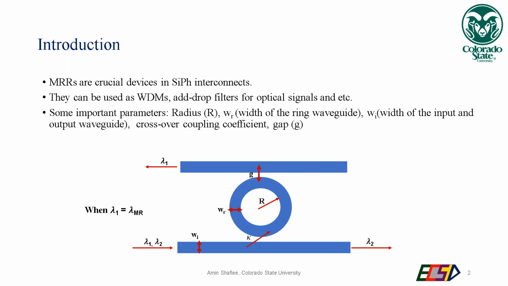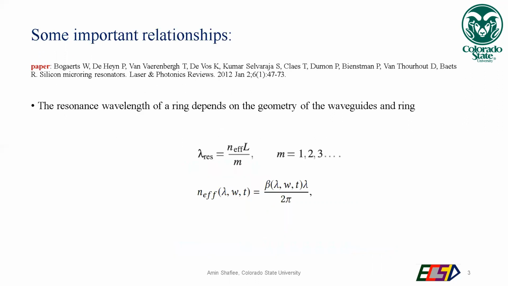Some of the important parameters in MRRs are its radius, the width of the waveguides used in rings as well as the input-output waveguides, the gap between the rings and the waveguides, and the coupling coefficient. For our project, we have used some important relationships from the previously related work. The MRRs being sensitive, a slight difference in parameters will change the resonance wavelength. The resonance wavelength is dependent on the geometry, that is, the width and thickness of the waveguides and the ring, which is used to calculate the effective index of the waveguides.